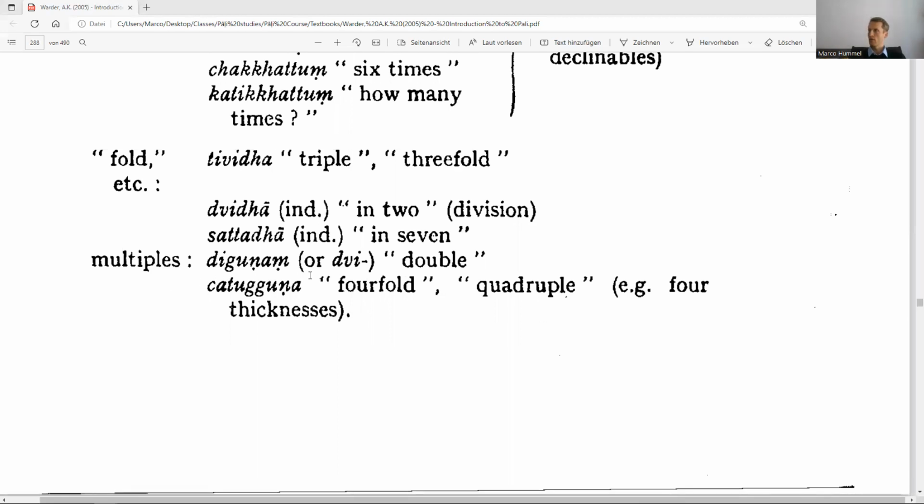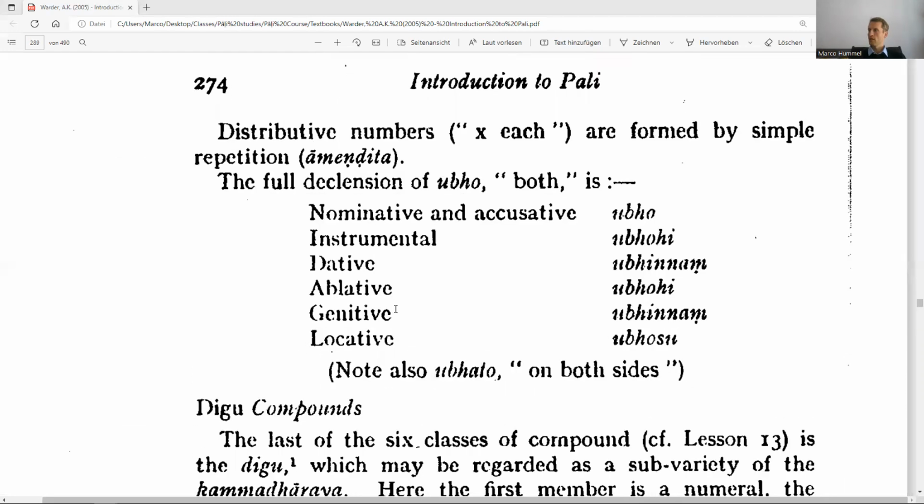Multiples, dvikunang, this is double. Chatukkunang, fourfold, quadruple, e.g. 4 thicknesses. And last but not least, distributive numbers, x each, are formed by simply repetition, amendita.